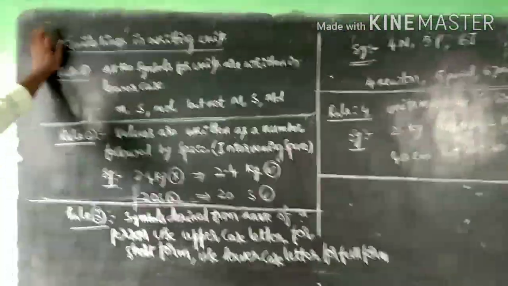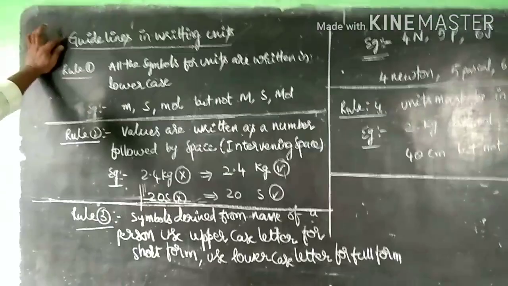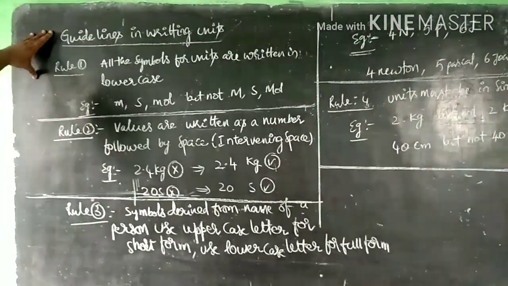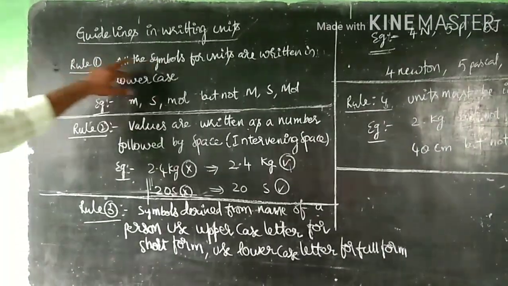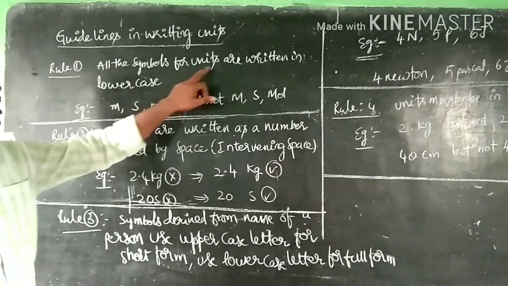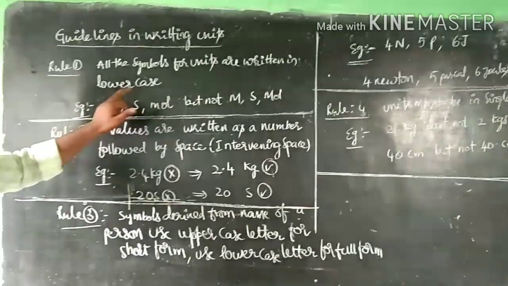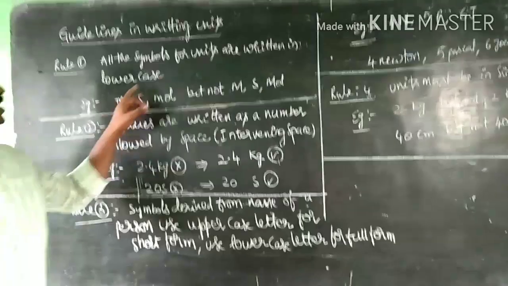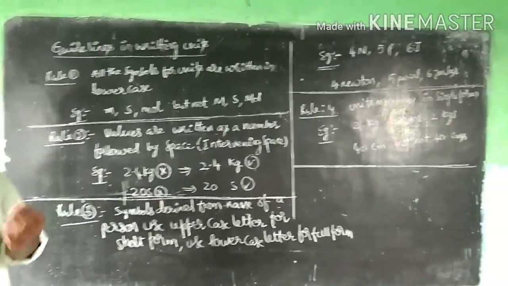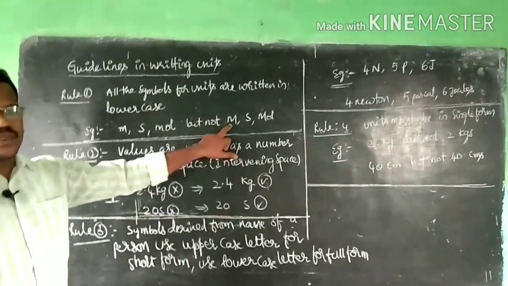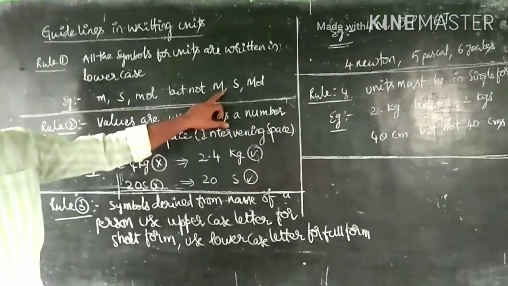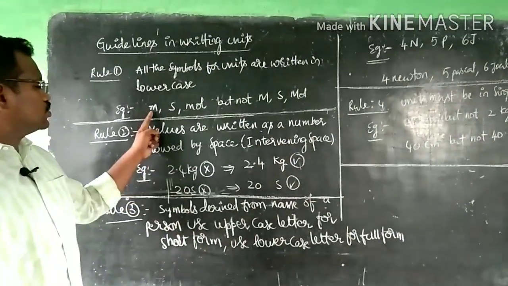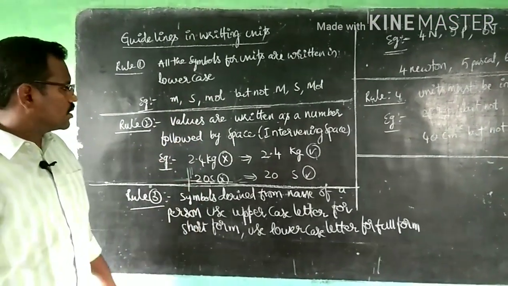While writing the units, we follow some guidelines. There are certain rules while writing the units. Rule 1: all the symbols for the units are written in lower case. Lower case means small letter. Generally, for meter we might write capital M, for time second, for mole MOL. We should not write like this. Always we should write small m, small s.